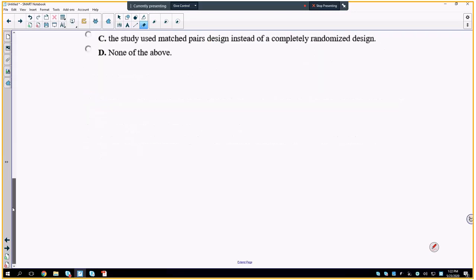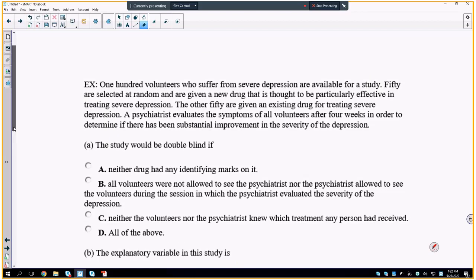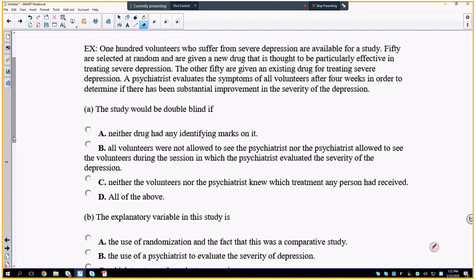And these are the things that you want to consider when doing this type of study or experiment. Example, 100 volunteers who suffer from severe depression are available for a study. So I'm going to highlight the fact that we have volunteers. 50 are selected at random and are given a new drug that is thought to be particularly effective in treating severe depression. The other 50 are given an existing drug for treating severe depression. A psychiatrist evaluates the symptoms of all volunteers after 4 weeks in order to determine if there's been a substantial improvement in the severity of the depression.